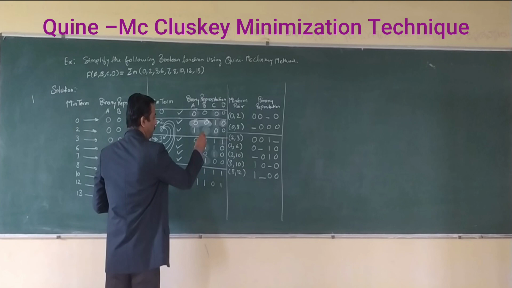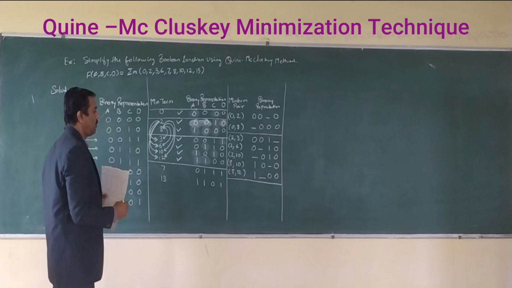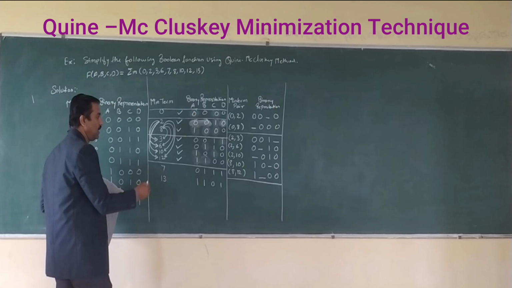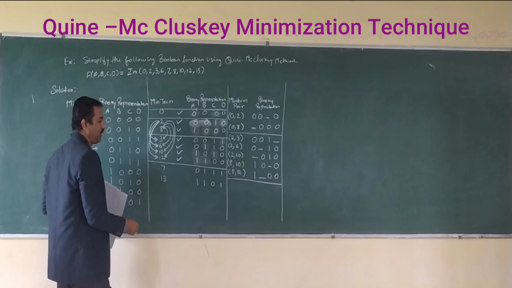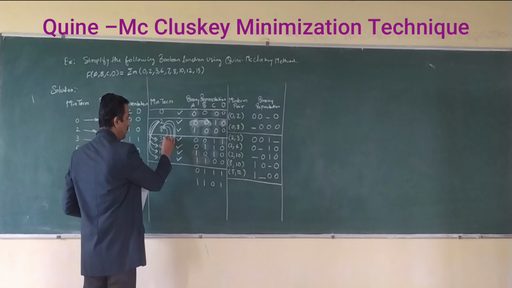So 2, 8 has been compared with 3, 6, 10 and 12, and these are the group of pairing that we have got. Now let us move on to the next higher category of grouping, that is 3, 6, 10 and 12. 3, 6, 10 and 12 min terms are going to be compared with the next higher category min terms, 7 and 13. So 3 is going to be compared with 7, 3 is going to be compared with 13. Similarly, 6 is going to be compared with 7 and 6 is going to be compared with 13. 10, 7, 10, 13, 12, 7 and 12, 13. So let me start the comparison and kindly check out if it is differing by 1 bit position.